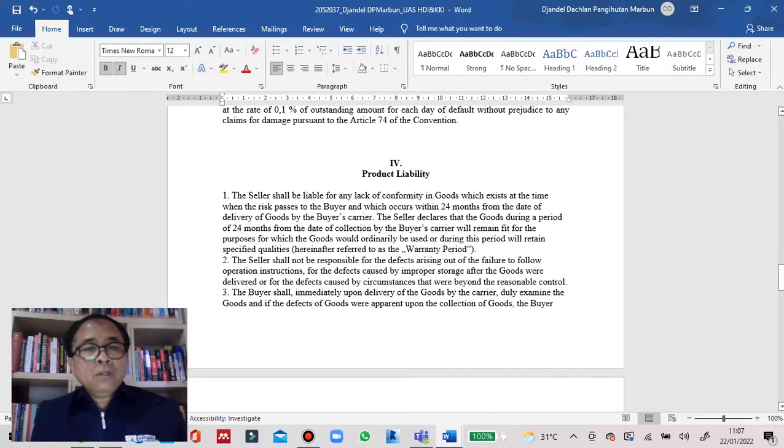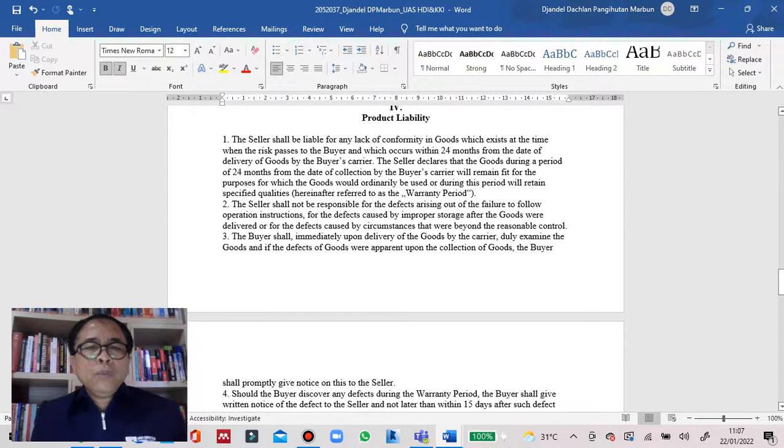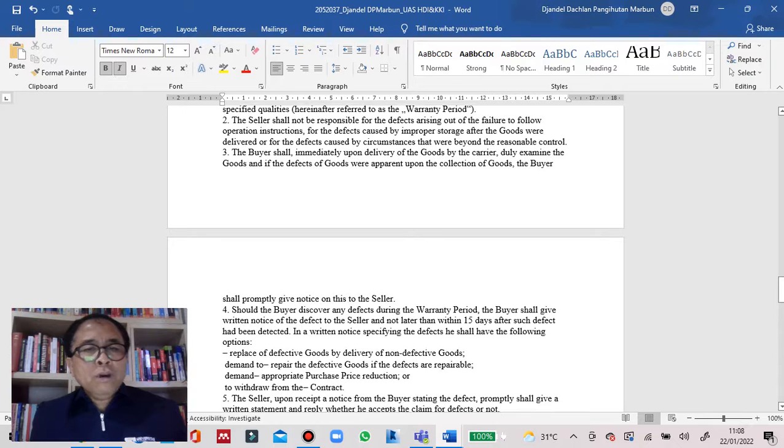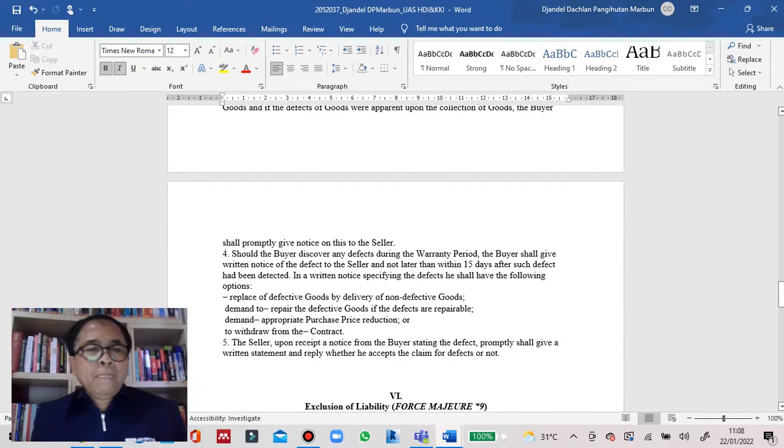2. The seller shall not be responsible for the defect arising out of the failure to follow operation instruction, for the defect caused by improper storage of the goods, or for the defect caused by circumstances beyond the reasonable control. 3. The buyer shall immediately upon delivery of the goods by the courier duly examine the goods, and if the defect of goods is apparent upon the collection of goods, the buyer shall promptly give notice of this to the seller.